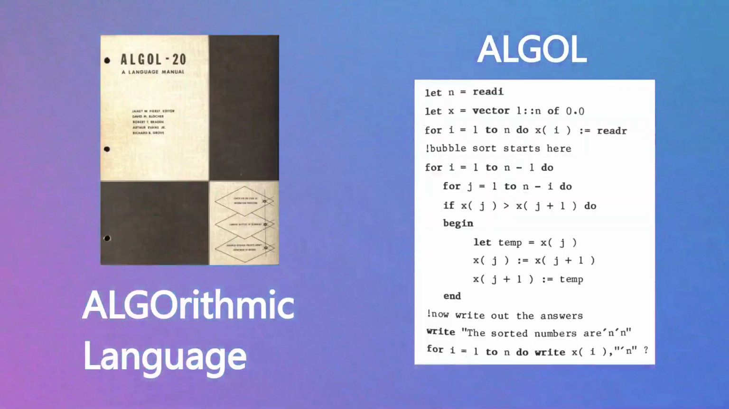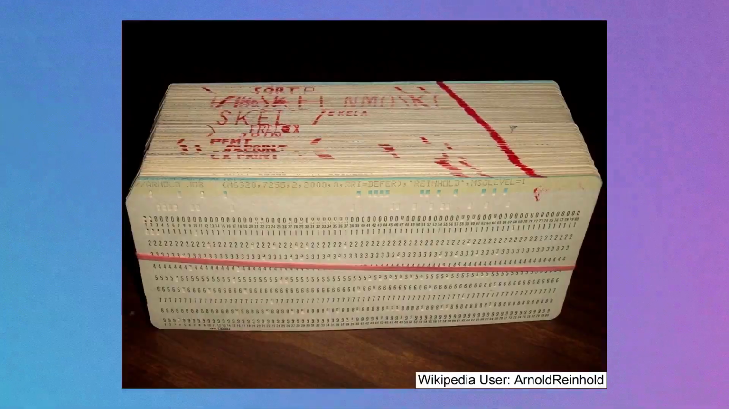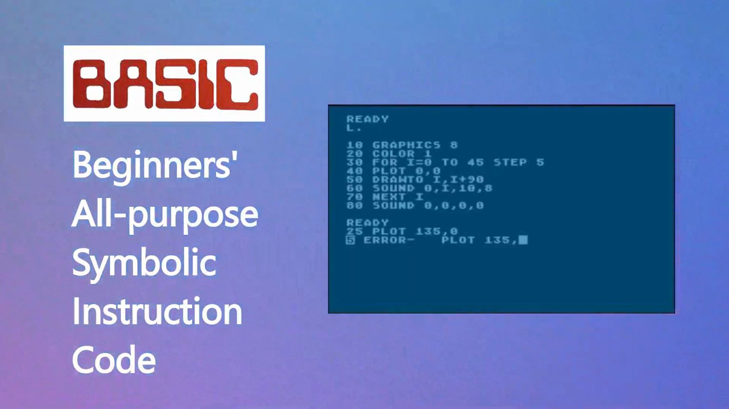Most of these early languages use punch cards, or physical pieces of paper that you would program by punching holes in the paper. BASIC, or Beginner's All-Purpose Symbolic Instruction Code, was designed to be written using a keyboard and accessible, as the name suggests, to beginners like engineering students.